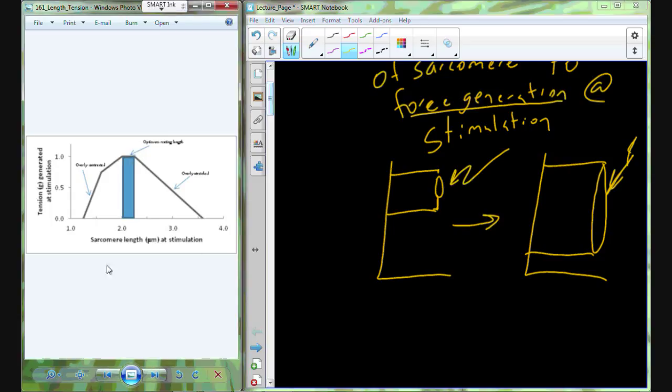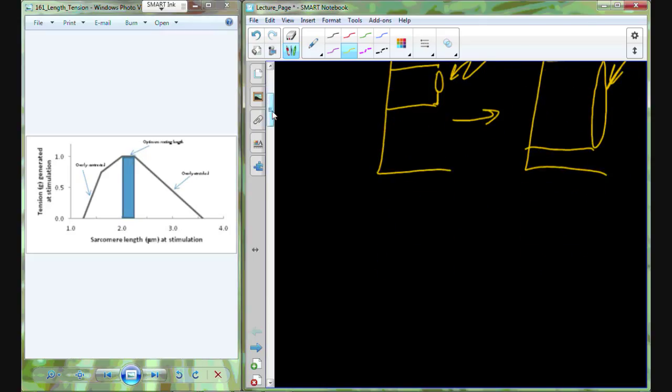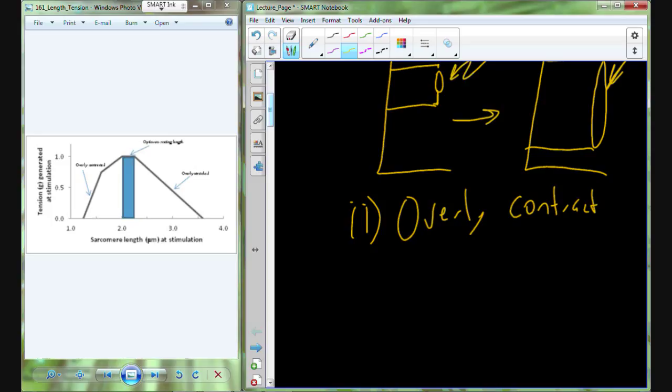When we do that, we get a figure that looks somewhat like this. And really, the muscle can be in one of three states. It could be overly contracted at the point of stimulation. Now, we are trying to relate this to the sarcomere length. When the muscle is overly contracted, the thin filaments are going to overlap.